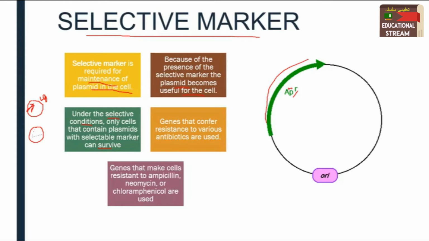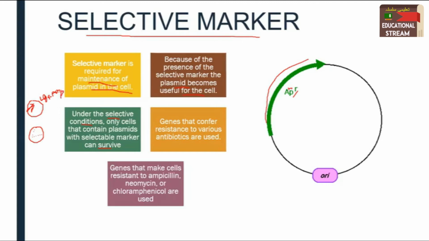But under selective conditions, selective condition means within the LB media we also add ampicillin, which is an antibiotic, and we want to check whether our host cell is sensitive to ampicillin or resistant to ampicillin. So for that purpose, within the LB medium we have added the appropriate concentration of the ampicillin antibiotic.